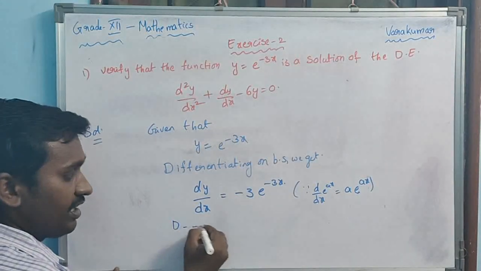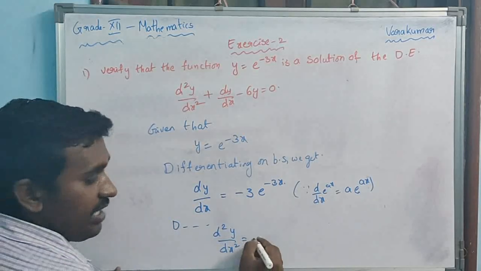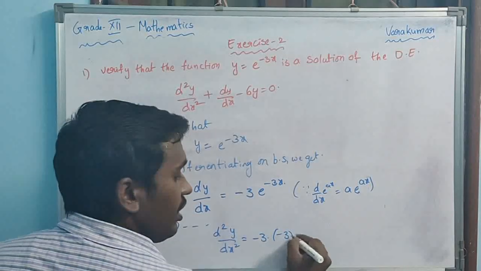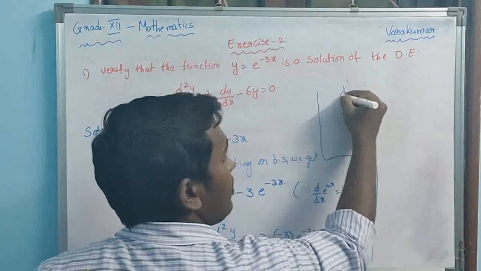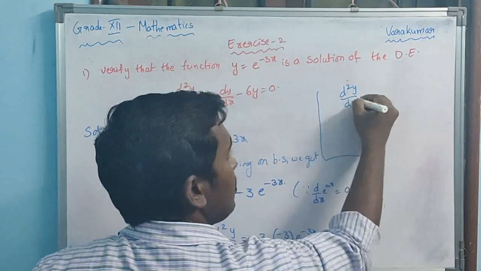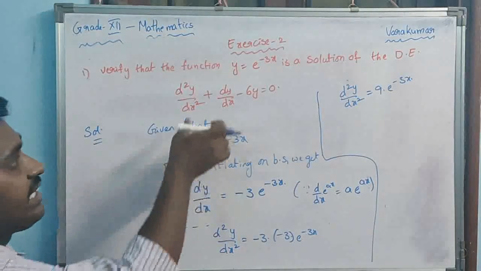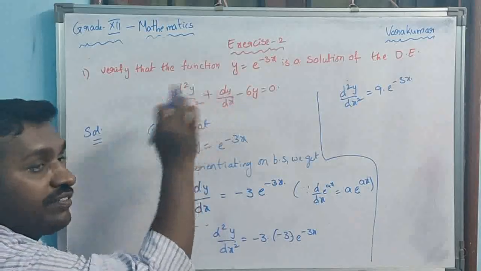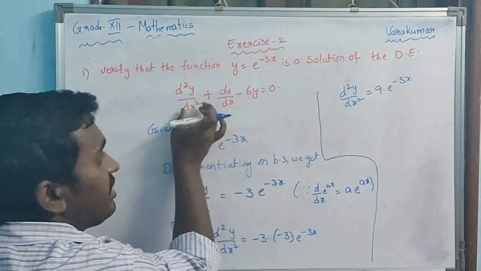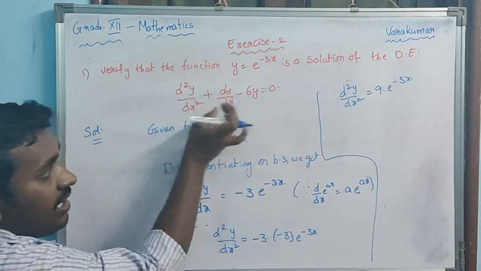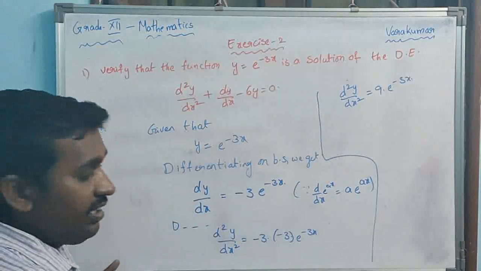Again differentiating on both sides with respect to x, we get d square y by dx square, which becomes minus 3 into minus 3 into e power minus 3x, that is 9 into e power minus 3x. Now what is our duty? Check whether the given function is a solution of the differential equation or not. How do we check it? We substitute e power minus 3x as y, and substitute the dy by dx and d square y by dx square values we got.